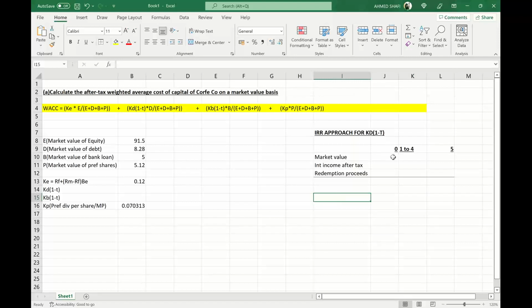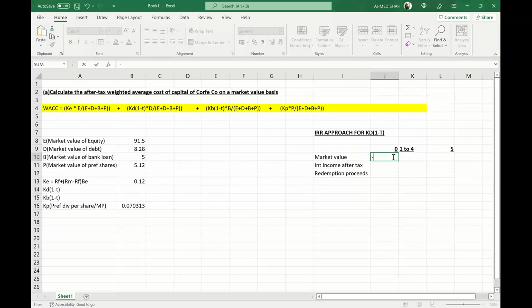Okay, let's start. Market value. Investor will come and buy the debt at market value. This will create an outflow from his pocket. What is the market value? 103.5. This will be an outflow from his pocket. On that debenture, he will earn interest income after tax for 5 years. So what is the interest income after tax?